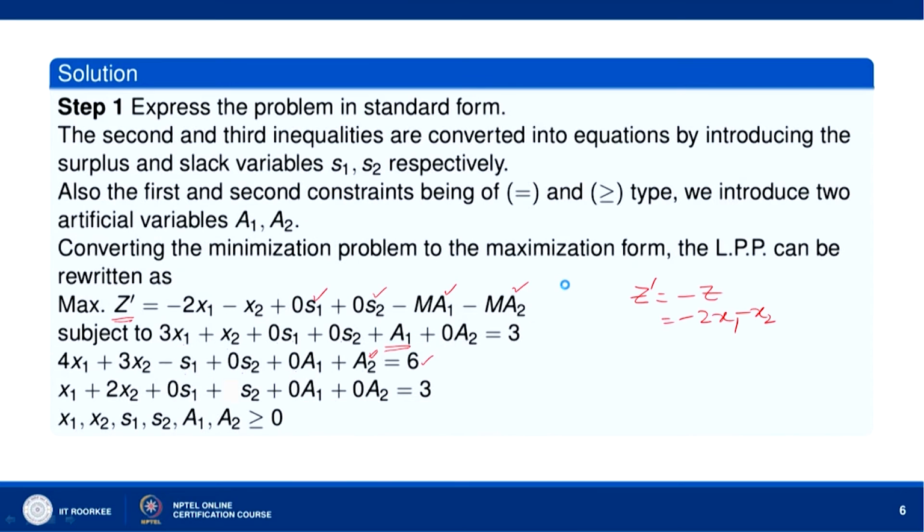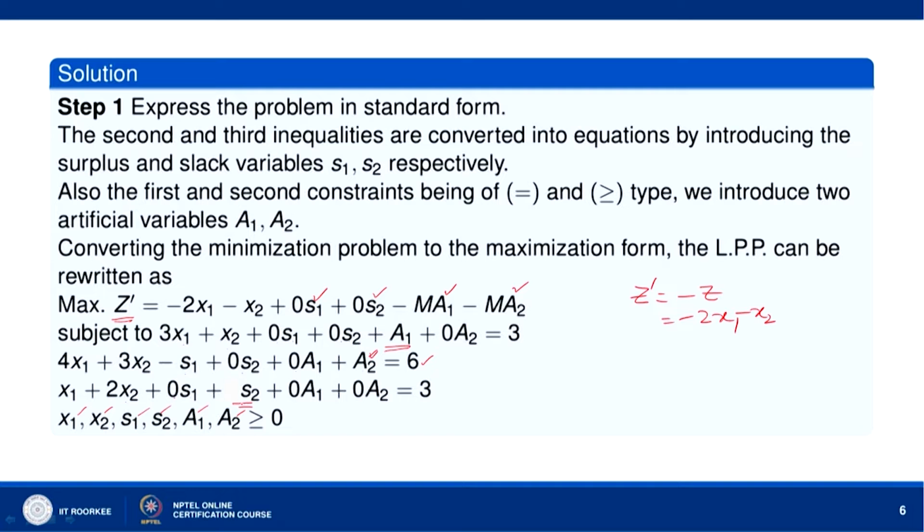And then the third constraint is less than or equal to type. So, x1 plus 2 x2 less than or equal to 3. So, x1 plus 2 x2 plus 0 s1 plus s2 plus 0 a1 plus 0 a2 equal to 3. So, s2 is the slack variable here. Okay. So, we take x1, x2, s1, s2, a1, a2 to be all non negative.